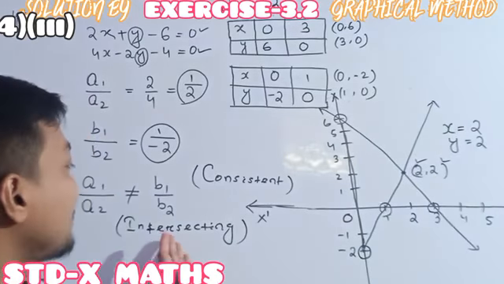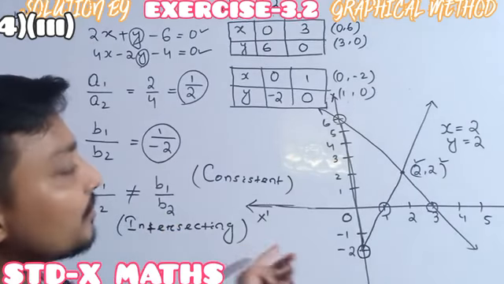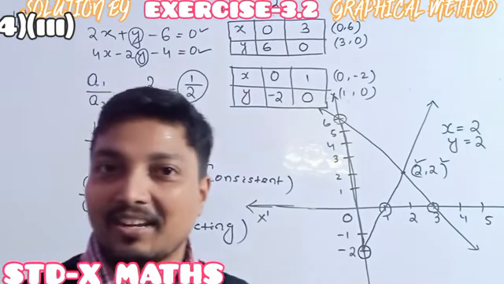As from the checking we got that the two are not equal, it means the lines intersect at a point, so you get a single solution. Understood this question? It is easy or not easy?